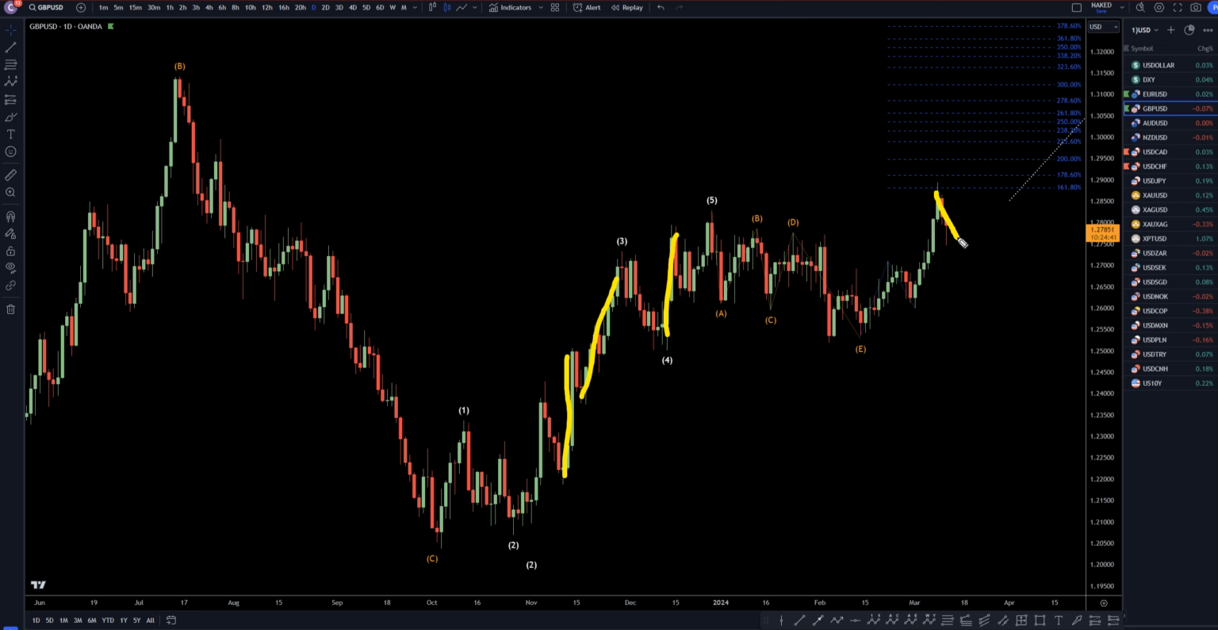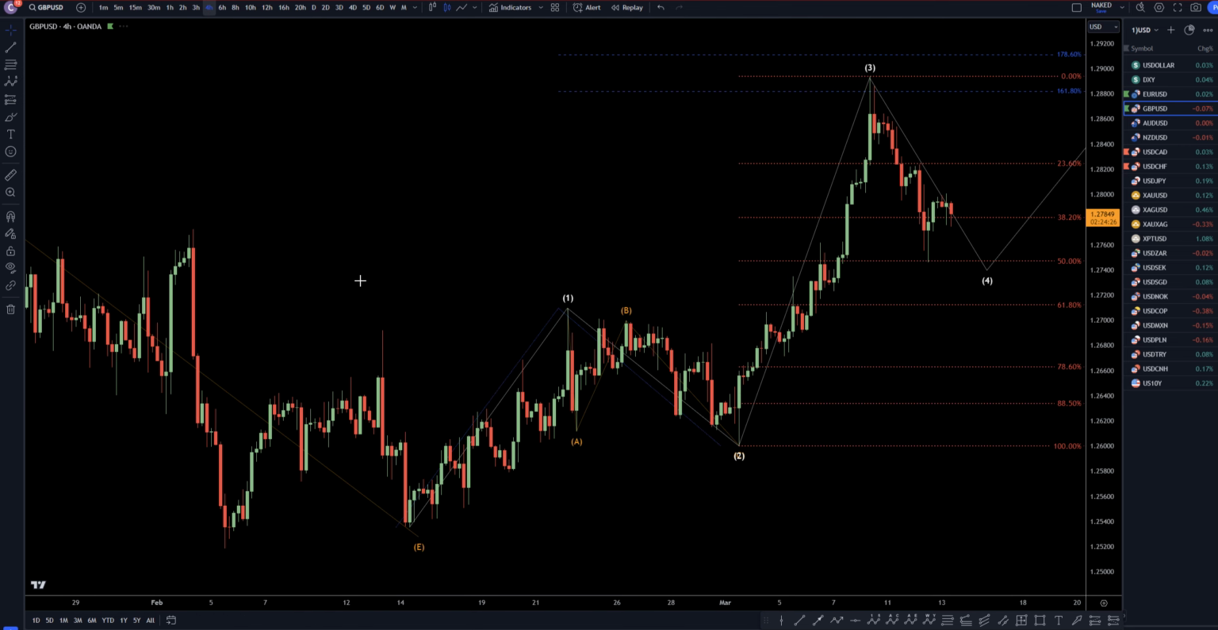Instead, I think there's a very good likelihood this move down is just a correction to the uptrend, and I think that we are in a wave 3. I think this wave 5 is the end of a wave 1. I think this is an A, B, C, D, E of 2, and I believe we're already in that wave 3, and that tells me that I'm definitely still going to continue to look for longs on shorter time frames.